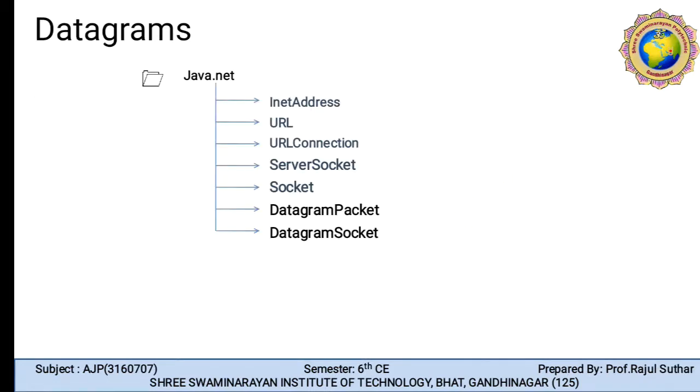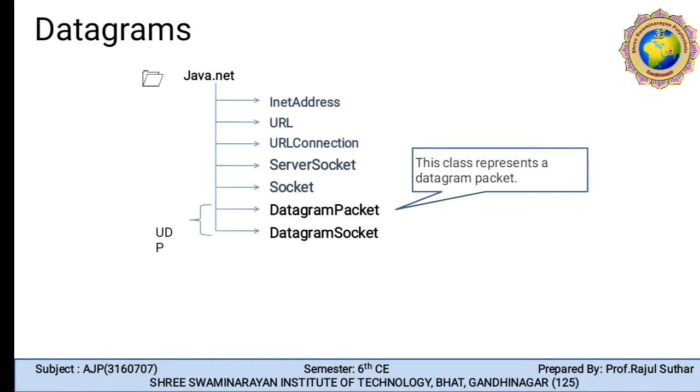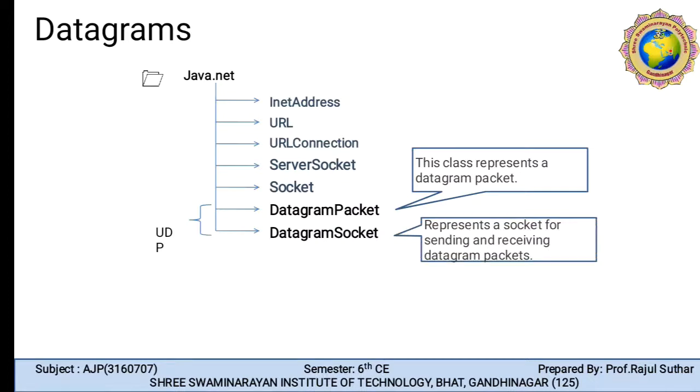Datagram is contained in the java.net package. Already the InetAddress, URL, URLConnection as well as ServerSocket and Socket we have discussed. So the DatagramPacket and DatagramSocket classes are both covered in the java.net package, and they are responsible for connection oriented as well as connectionless services. First of all, we have to discuss UDP. Here DatagramPacket, UDP is only required for connectionless services.